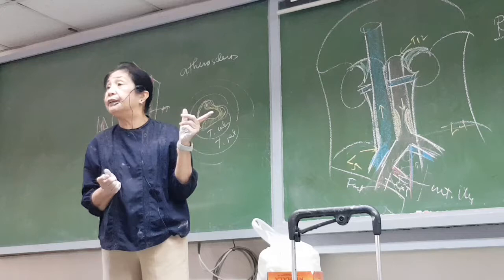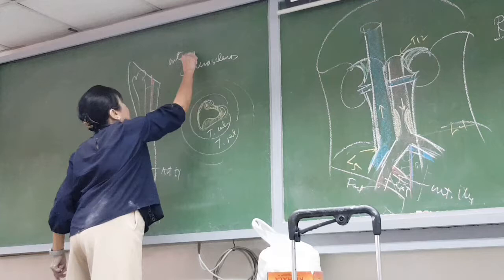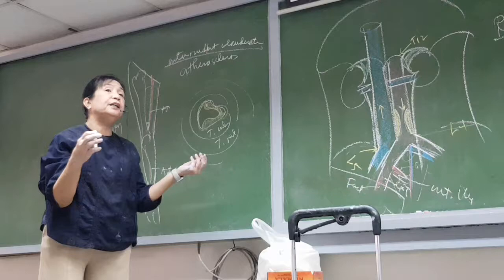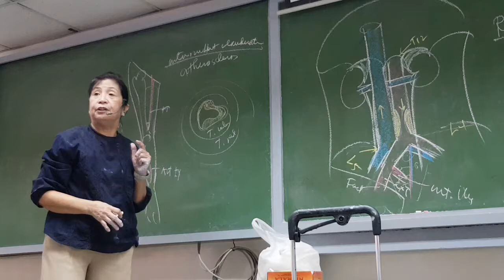Right? So, you call that one intermittent what? Claudication. Na kapag ginagamit niyo yung muscle, sumasakit siya. Nag-i-spasm. Pero pag kayo ay namahinga, nawawala. So, pasulpot-sulpot. Intermittent claudication. Right?